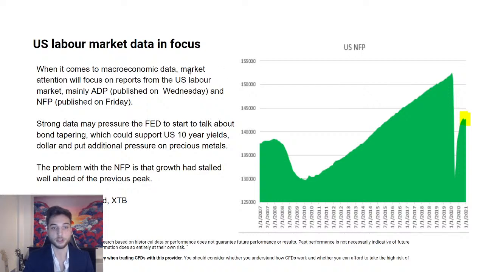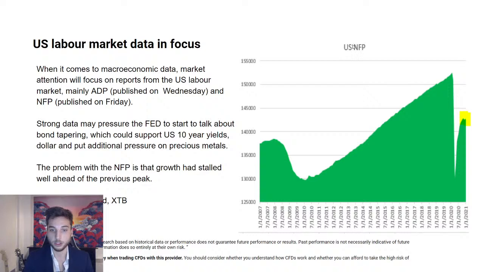When it comes to macroeconomic data, market attention will focus on reports from the US labor market, mainly the ADP, which is the private one, and the NFP, which is the government one, non-farm payroll report. Strong data may pressure the Fed to start to talk about bond tapering, which could support US 10-year yields, the dollar, and put additional pressure on precious metals. The problem with the NFP is that growth had stalled well ahead of the previous peak.